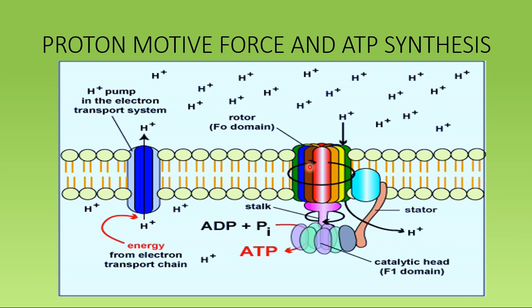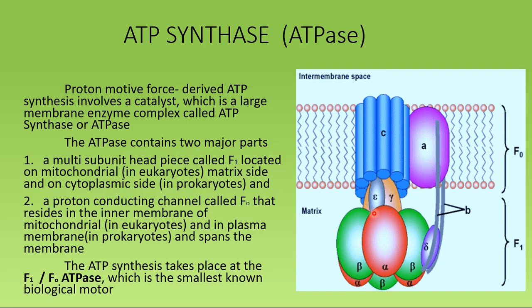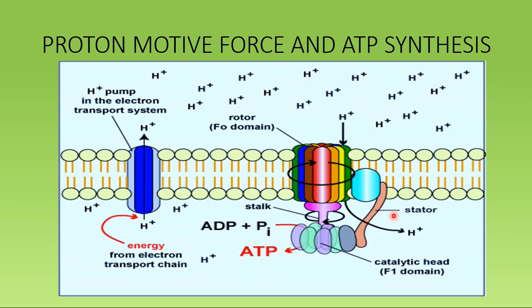So here is the F naught where the C is present. Because of the movement of protons, this C is going to generate a torque, that is pressure, which will transmit that torque to rotate the internal part, that is F1, where you are going to have your gamma and epsilon part. So these are also getting rotated.